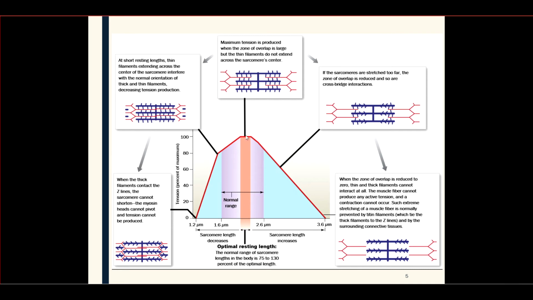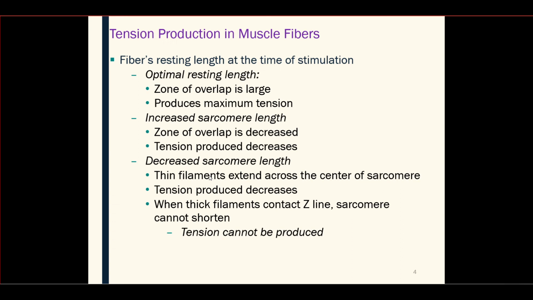We generate the most tension when the sarcomere length is at the optimal distance, and we have a good amount of zone of overlap. If the sarcomere length is increased with less zone of overlap, the tension goes down. Or if the sarcomere length is decreased and we have too much zone of overlap, we are also going to get less tension. All right, so it's an interesting picture to look at. Once you sit back and dissect it, you'll see it actually makes sense.